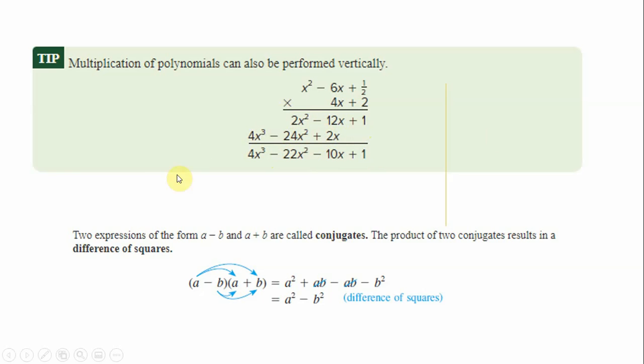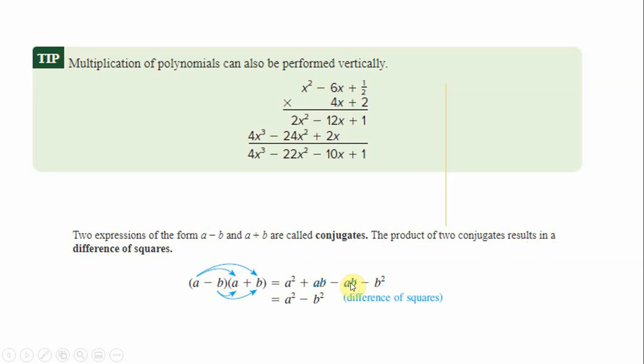Here's something we're going to run into frequently. When I multiply two expressions of the form a minus b and a plus b, I'm going to multiply a minus b times a plus b, and these are called conjugates of each other. The product of two conjugates results in a difference of squares. So watch what happens. A times a is a squared. A times b is my ab.